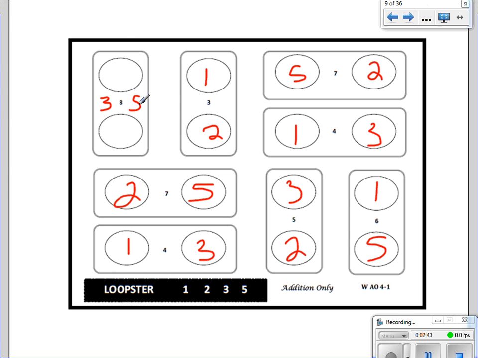Now I'm back to the beginning with my 5 and 3. I didn't know which way they go, but I do now because I know I used up my 2, my 5, and my 1. This guy's got to be 3, and this has got to be 5. So this is a loopster that uses only addition.